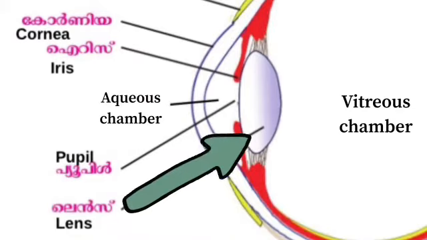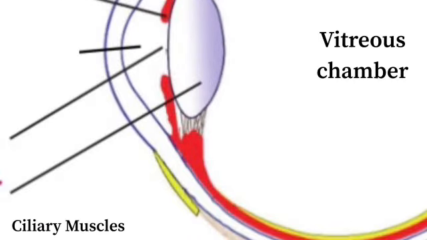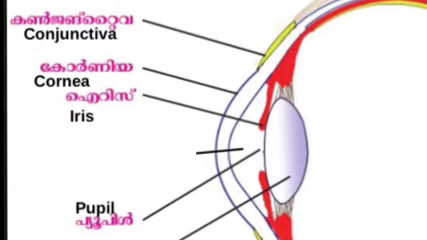Next, the lens. The human eye is made up of a convex lens. It is elastic and transparent. This is the ciliary muscle. It is seen around the lens. Ciliary muscles are attached to the lens by some thread-like structures called ligaments. We can see another part here. This part is called the conjunctiva.